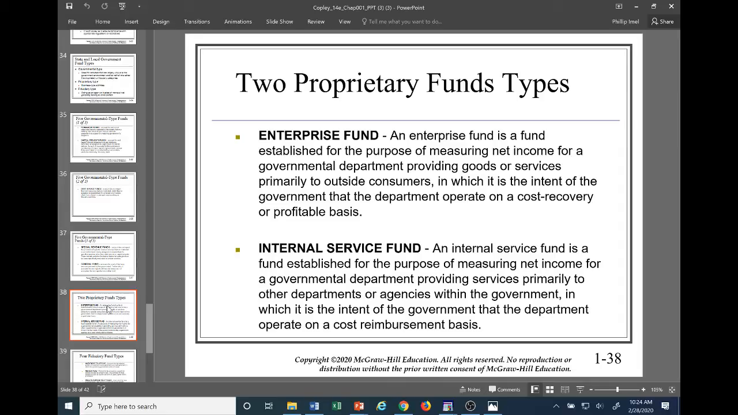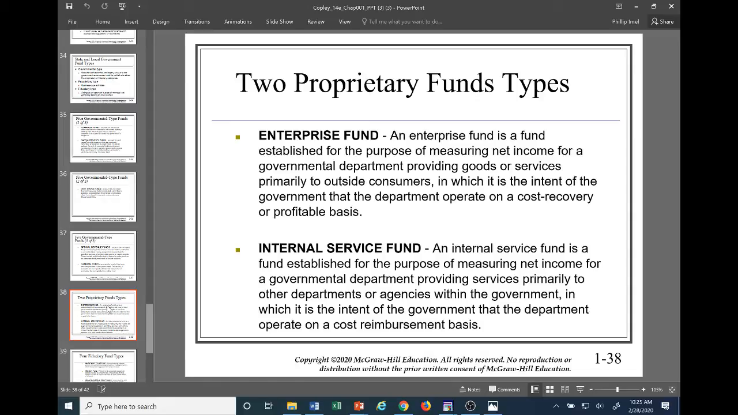What's the main difference between the 2? Right. Which one starts? Enterprise is primarily outside the government. And they're operating on what type of basis? Right, accrual, but what is enterprise seeking? They're concerned with what? Profit. Internal service fund mainly services who? Government, right. And what type of basis do they operate on?